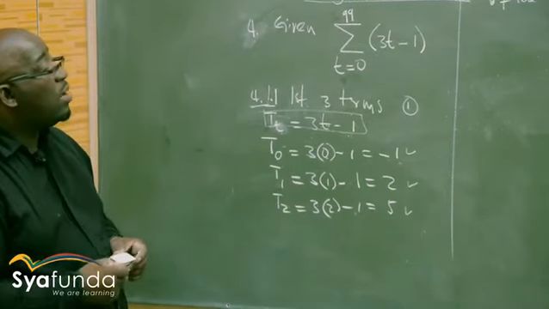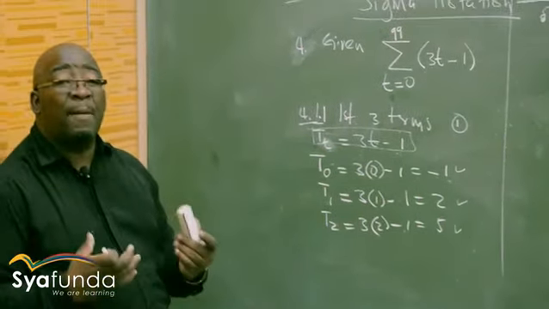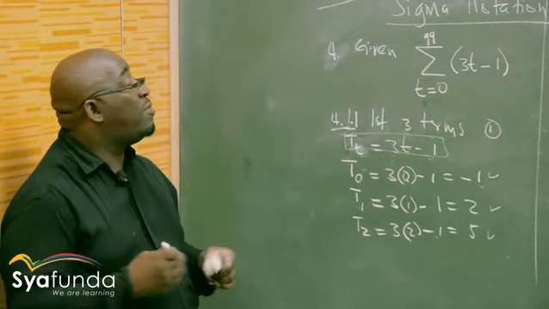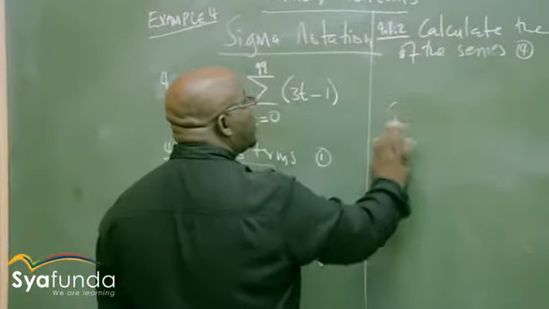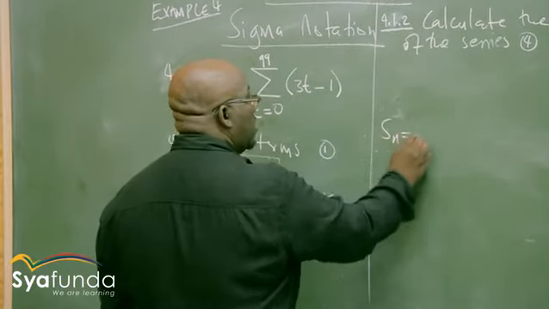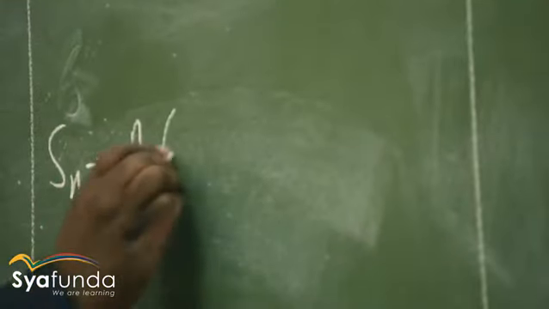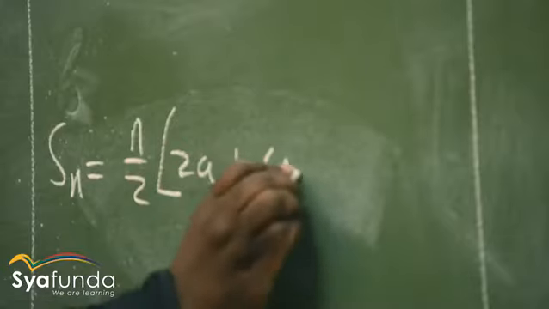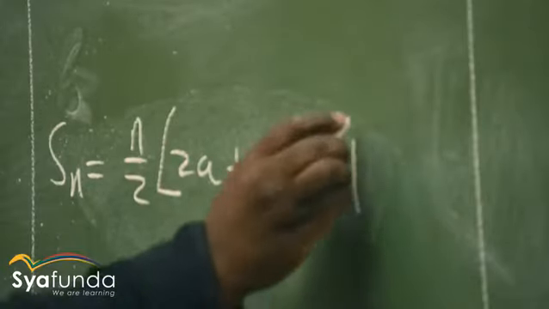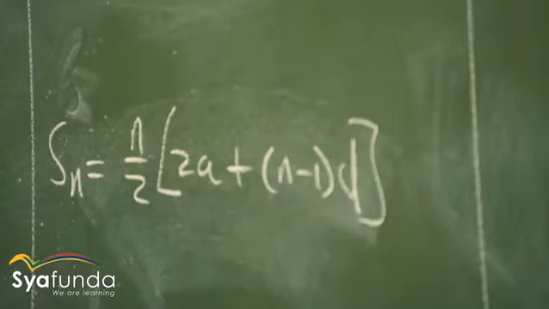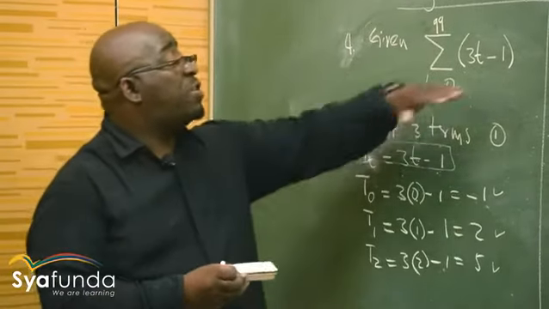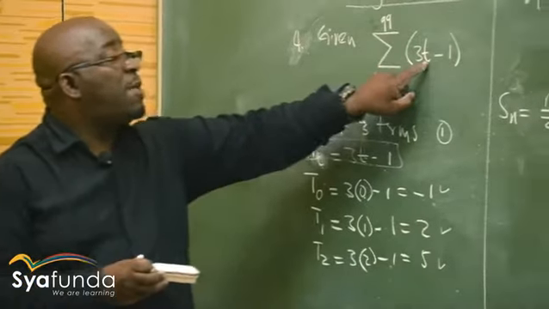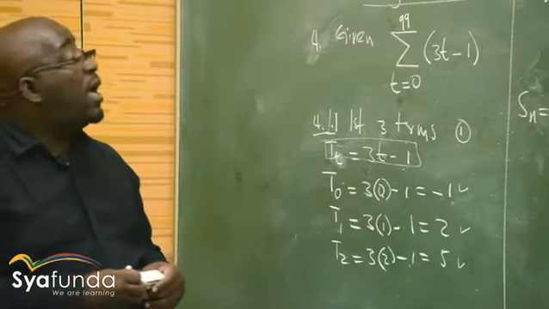4.1.2, calculate the sum of the series. We're looking for the sum, therefore we use the sum formula: Sn is equal to n over 2 into 2a plus n minus 1 times d. But how do I know which formula to use? Let us check it first before we apply the formula, because it might be geometric. But from experience, you should know that it will be arithmetic.